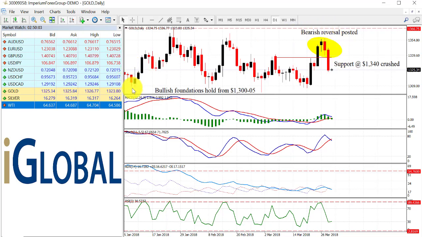And this roller coaster ride from 1300 to 1360 is still playing the game, as you can see here, after the market rejects that level. I am looking now down towards the region of 1322 to 1318, but the bullish foundation is still seen, as you can see here that I've outlined, around 1300 to 05. Resistance on the day, 1329.